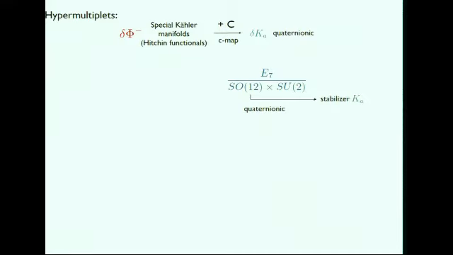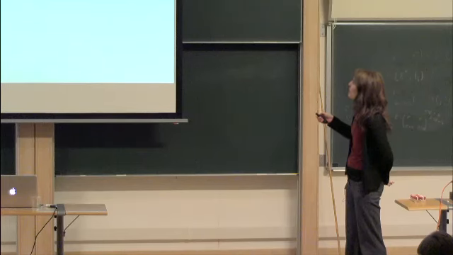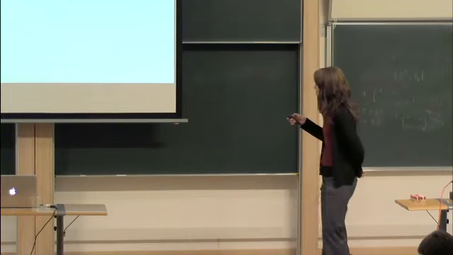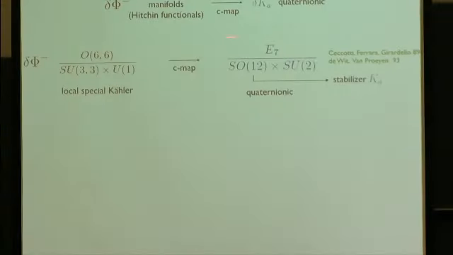The orbit of these K under E7 is this group E7 over SO(12) times SU(2), and this is indeed quaternionic. One can go from this special Kähler submanifold to the quaternionic space via the c-map, and indeed Cecotti, Ferrara and Girardello and de Wit and Van Proeyen showed that this space is the inverse c-map of this space, O(6,6) over SU(3,3) times U(1), which was the moduli space of this delta phi minus. So everything works nicely.